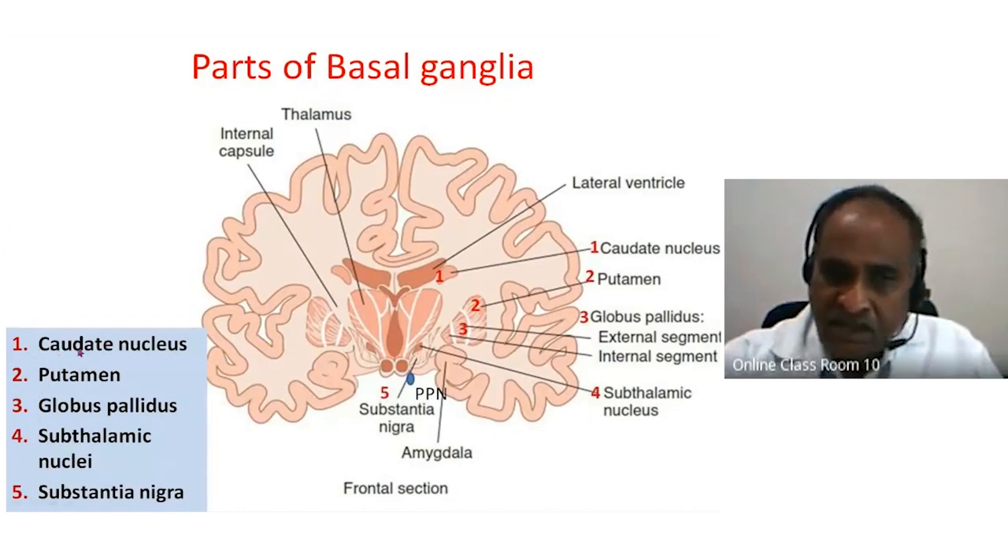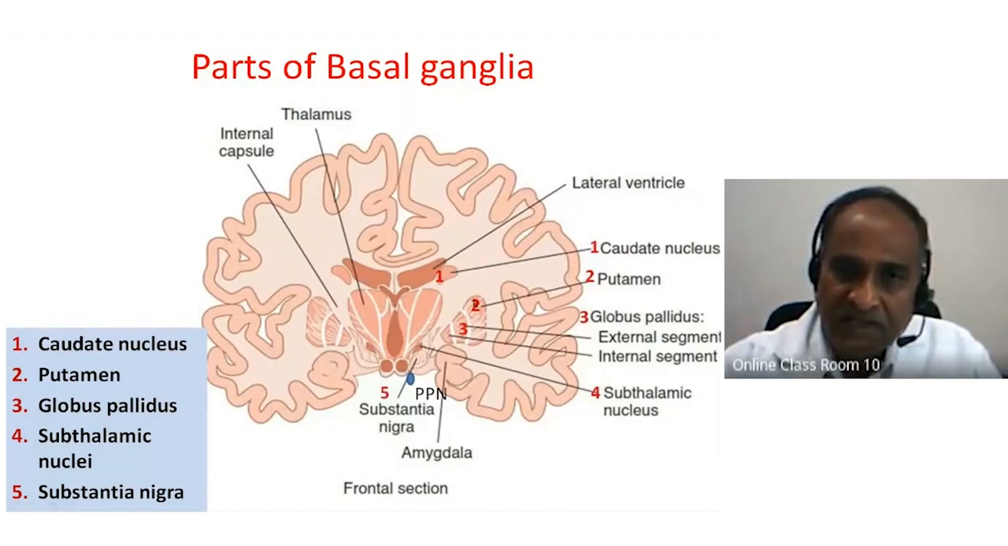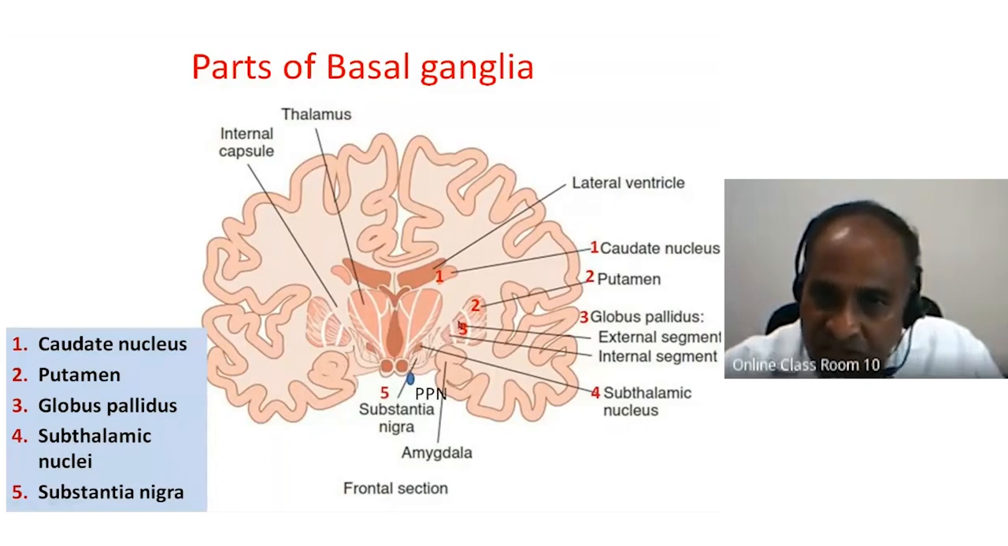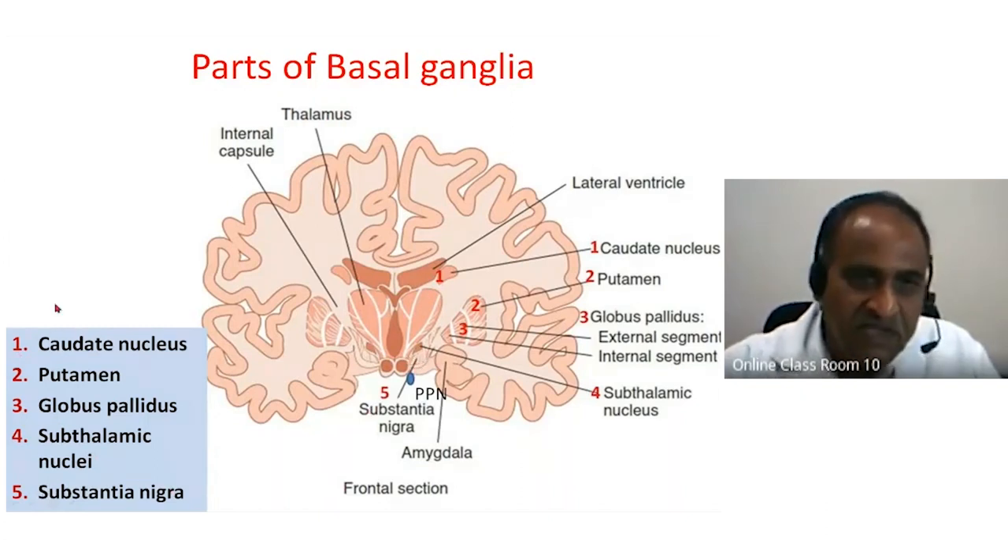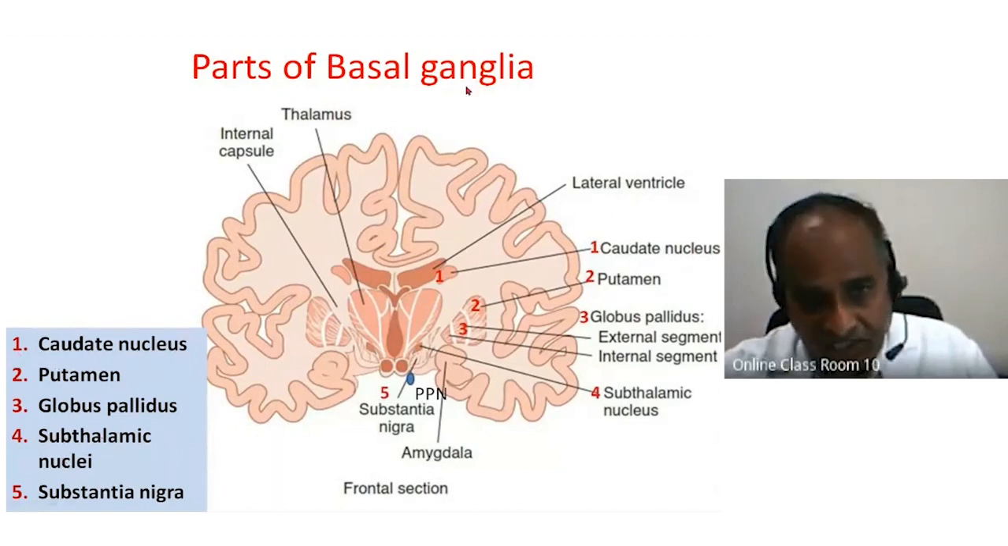One, the caudate nucleus. This is the caudate nucleus here I have made. Number two is the putamen. Then three is the globus pallidus. And here you see this is internal, this is external. This is the GPE, globus pallidus externa, and this is globus pallidus interna. Then we have the subthalamic nucleus, a cluster of neurons in the subthalamic component. Then the substantia nigra, a black body. So these are the five main structures of the basal ganglia.